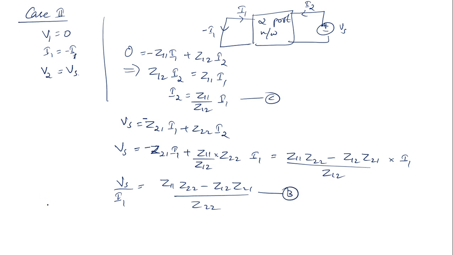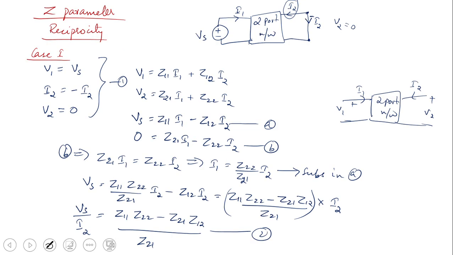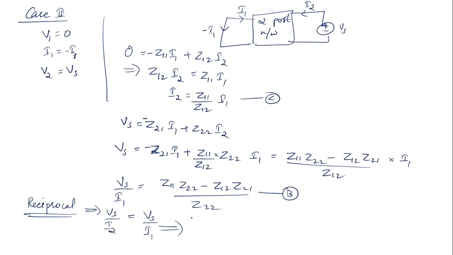Now, according to reciprocity, if you want a two-port network to be reciprocal, or if it has to satisfy reciprocity, Vs by I2 from the first case should be equal to Vs by I1 of the second case. That means you can just see from your previous equation, you have Z11 Z22 minus Z21 Z12 divided by Z21. So that is Z11 Z22 minus Z21 Z12. I think it is Z12 at the denominator.